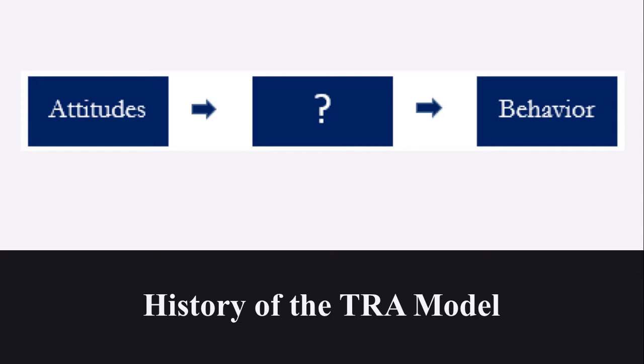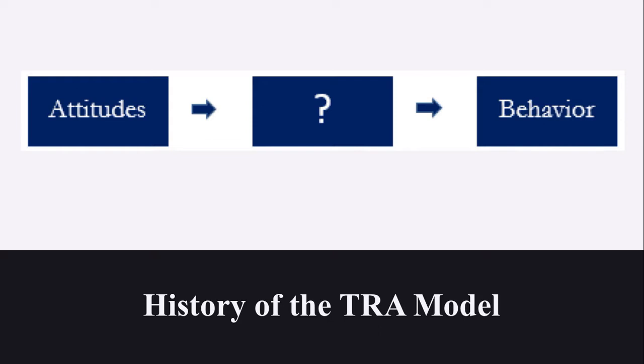A mediating variable either completely makes the relationship between the independent variable, in this case attitude, and the dependent variable, in this case behavior, possible, or at least influences the direction and strength of the relationship between the independent and dependent variable. What variable do you think mediates attitude and behavior?